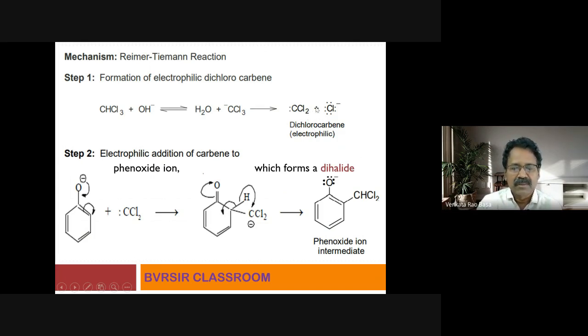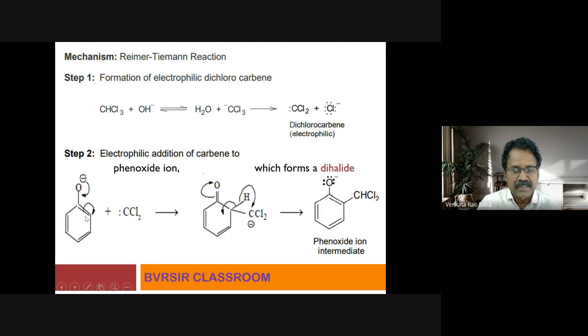Now we make use of this dichlorocarbene for going into the second step. You observe this one. This is the phenoxide ion, C6H5O minus. How is this phenoxide ion obtained? From phenol, by treatment with a base like sodium hydroxide. C6H5ONa, sodium phenoxide, will be formed, and in that we have the phenoxide ion C6H5O minus. Observe this one. There is a negative charge on the oxygen atom, and that negative charge is shared between oxygen and carbon.